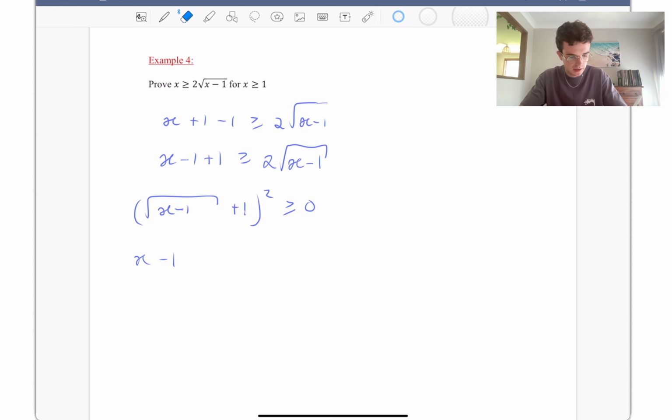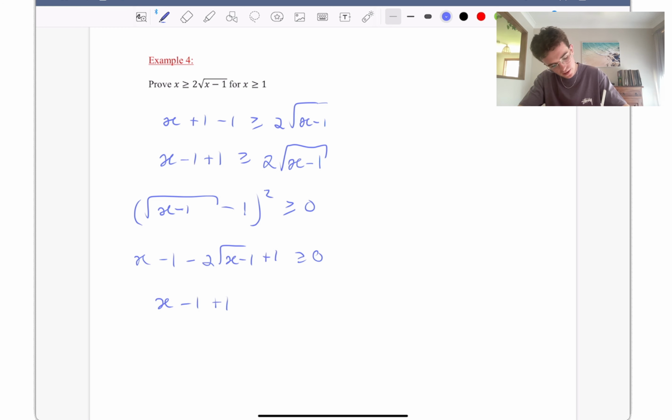I think we want the difference, so we're going to put a minus here. I'm not a fan of this method for this question. I might show the other one as well. X minus 1 minus 2 root x minus 1 plus 1, that's greater than 0. So therefore, x minus 1 plus 1 is greater than or equal to 2 root x minus 1. So therefore, x is greater than or equal to 2 root x minus 1.